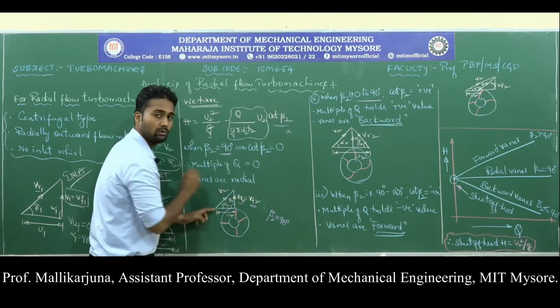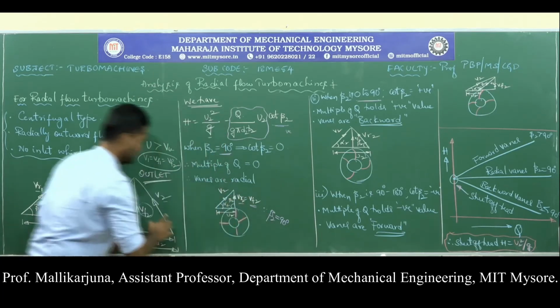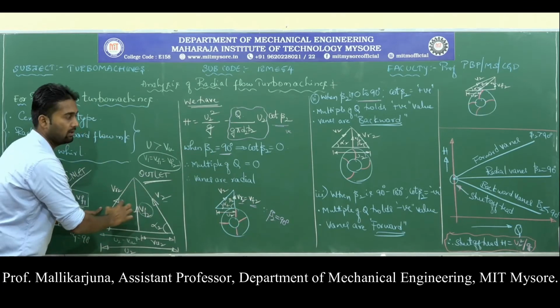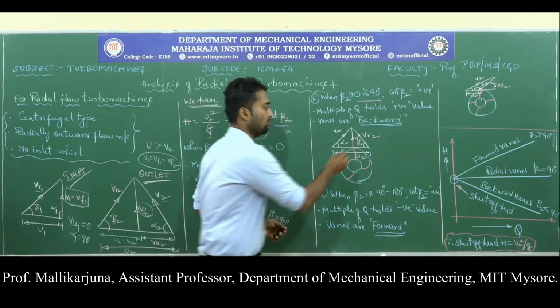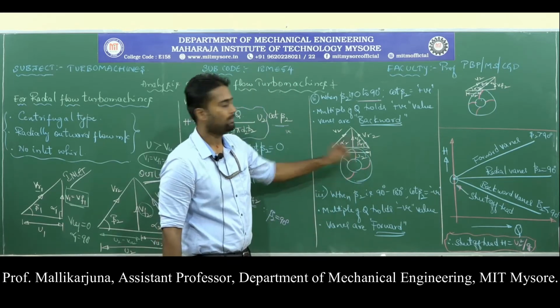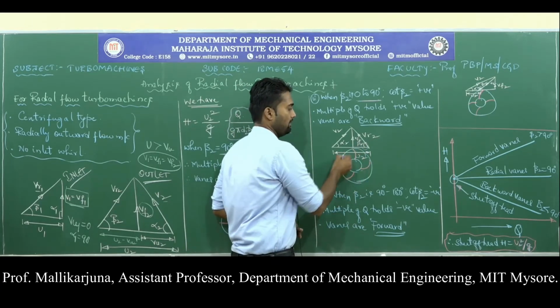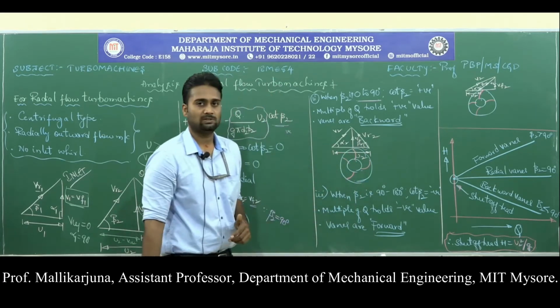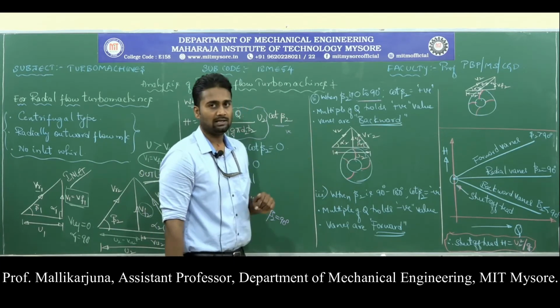If we want beta 2 less than 90, then this has to be inclined. This is the situation now. I have written the same situation in a reverse manner over here. Look onto the value of beta 2. Is it less than 90? Yes. That means the blades we are going to get are backward vanes, wherein the value of beta 2 is less than 90 degree.